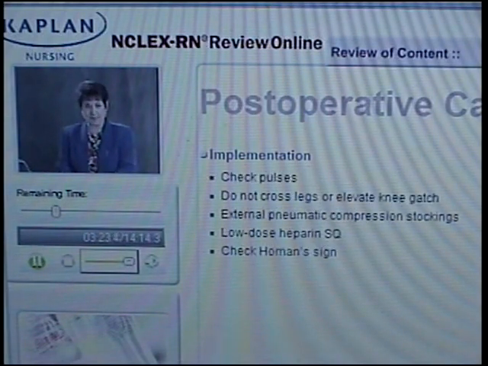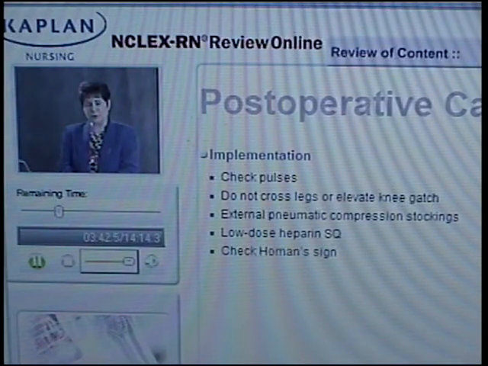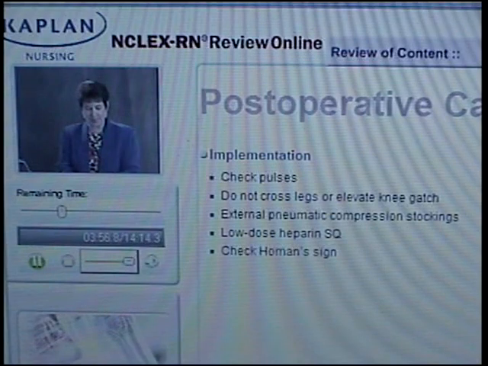You want to check the peripheral pulses to make sure that there's no problem with circulation. After surgery, the patient should be taught not to cross their legs, and they should not elevate the knee gatch on the bed because it puts pressure on the popliteal space. Some patients will have external pneumatic compression stockings after surgery. Again, this helps with venous return. It encourages the blood to return from the lower extremities back to the heart. Some patients will be put on low-dose heparin sub-Q, to prevent any clotting complications postoperatively.